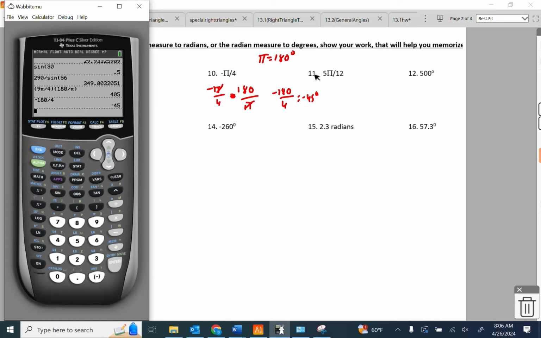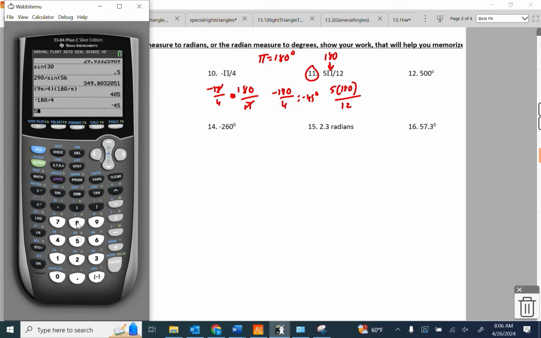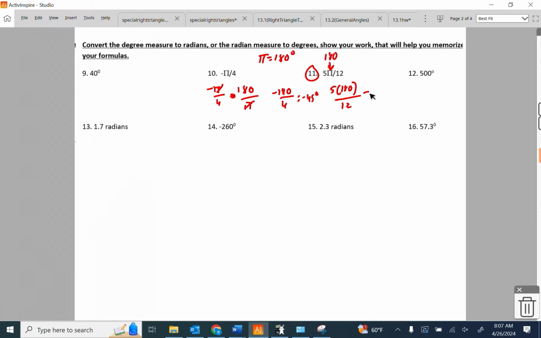Like on number 11, if I use that technique, I would say, aha, that's 180. 5 times 180, sitting pretty over at 12. Let's see what that is. 5 times 180 divided by 12, 75 degrees.